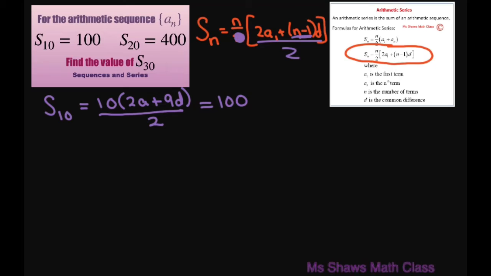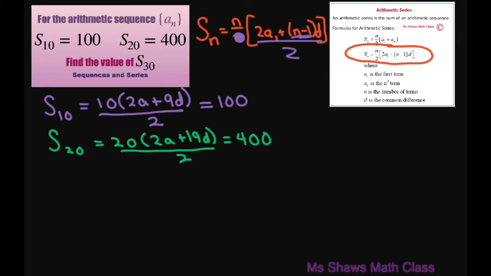Alright, and then for the 20th, s sub 20, it's the same thing. You have 20, then we have 2a plus 19d, all divided by 2, and that equals 400.